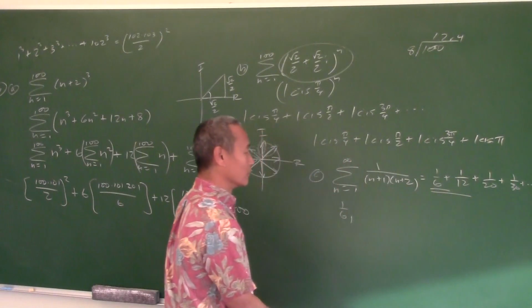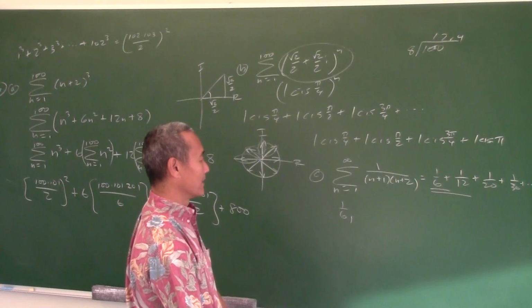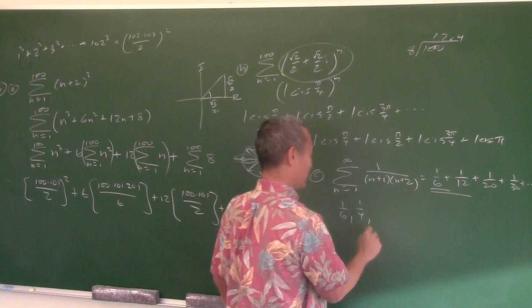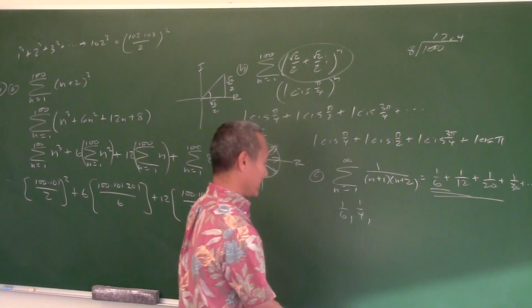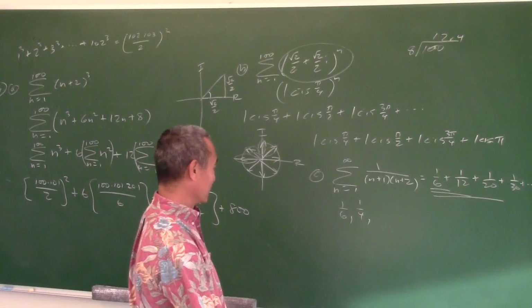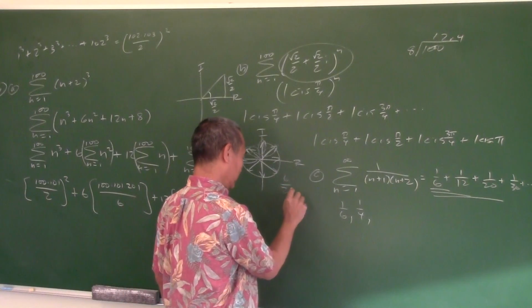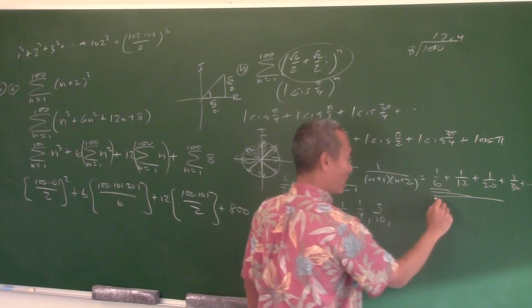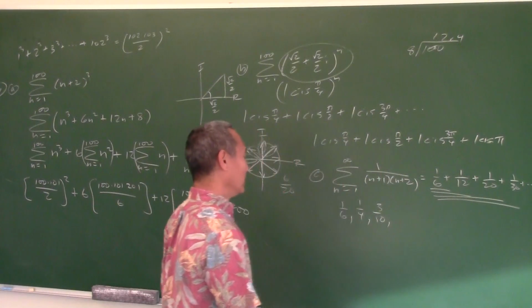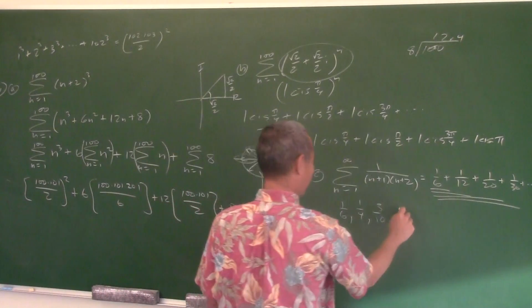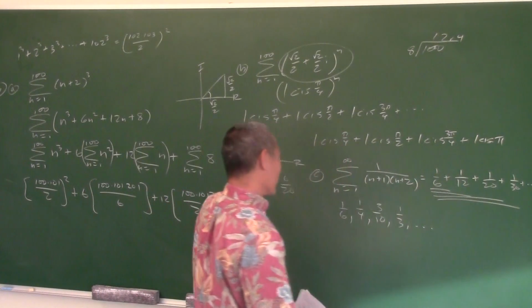So, partial sums, sum of the first term. Sum of the first 2. What would that be? 1/4. Sum of the first 3. That would be 6 over 20. 6 over 20 reduces to what? Kind of early in the morning. 3/10. Sum of the first 4. 1/3. I don't see a pattern.